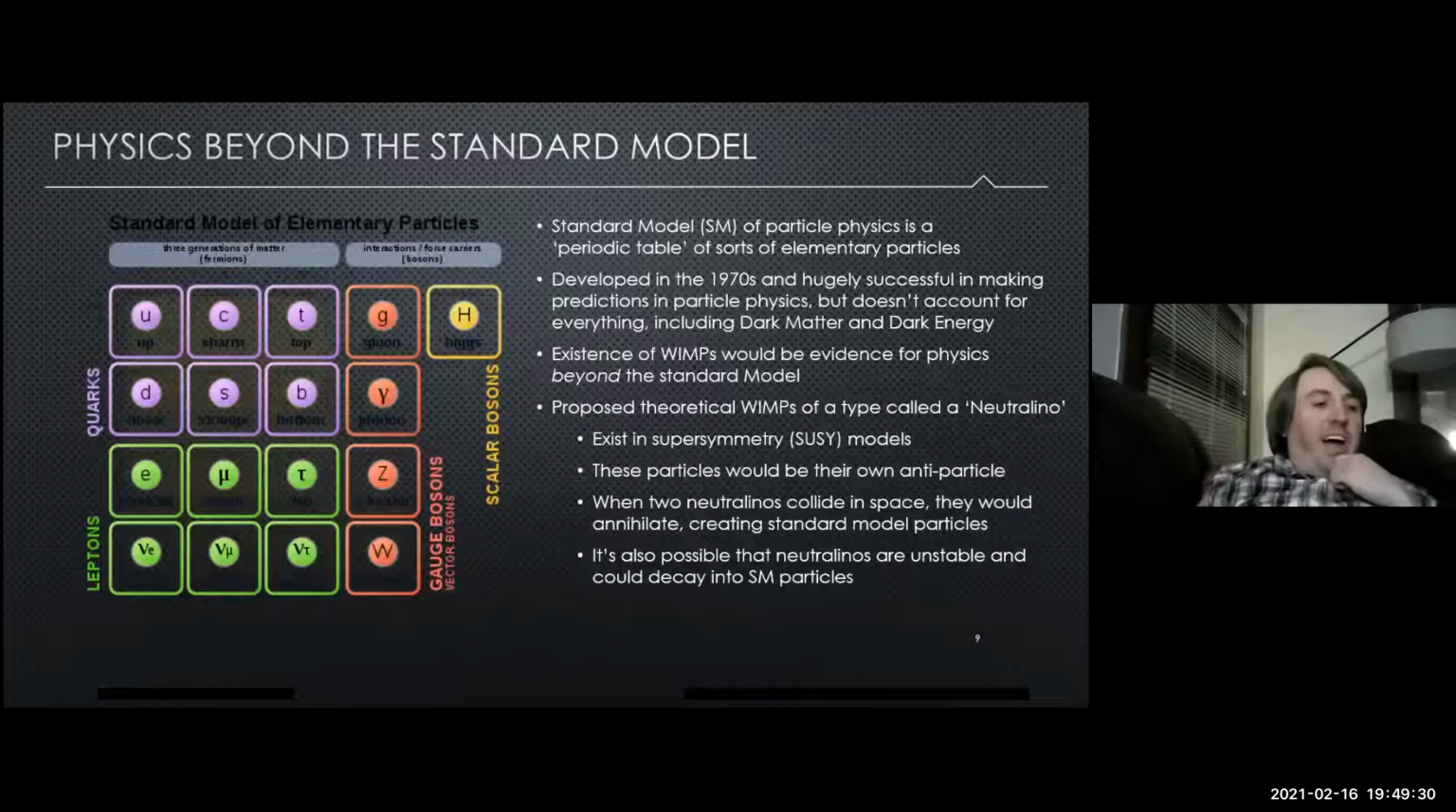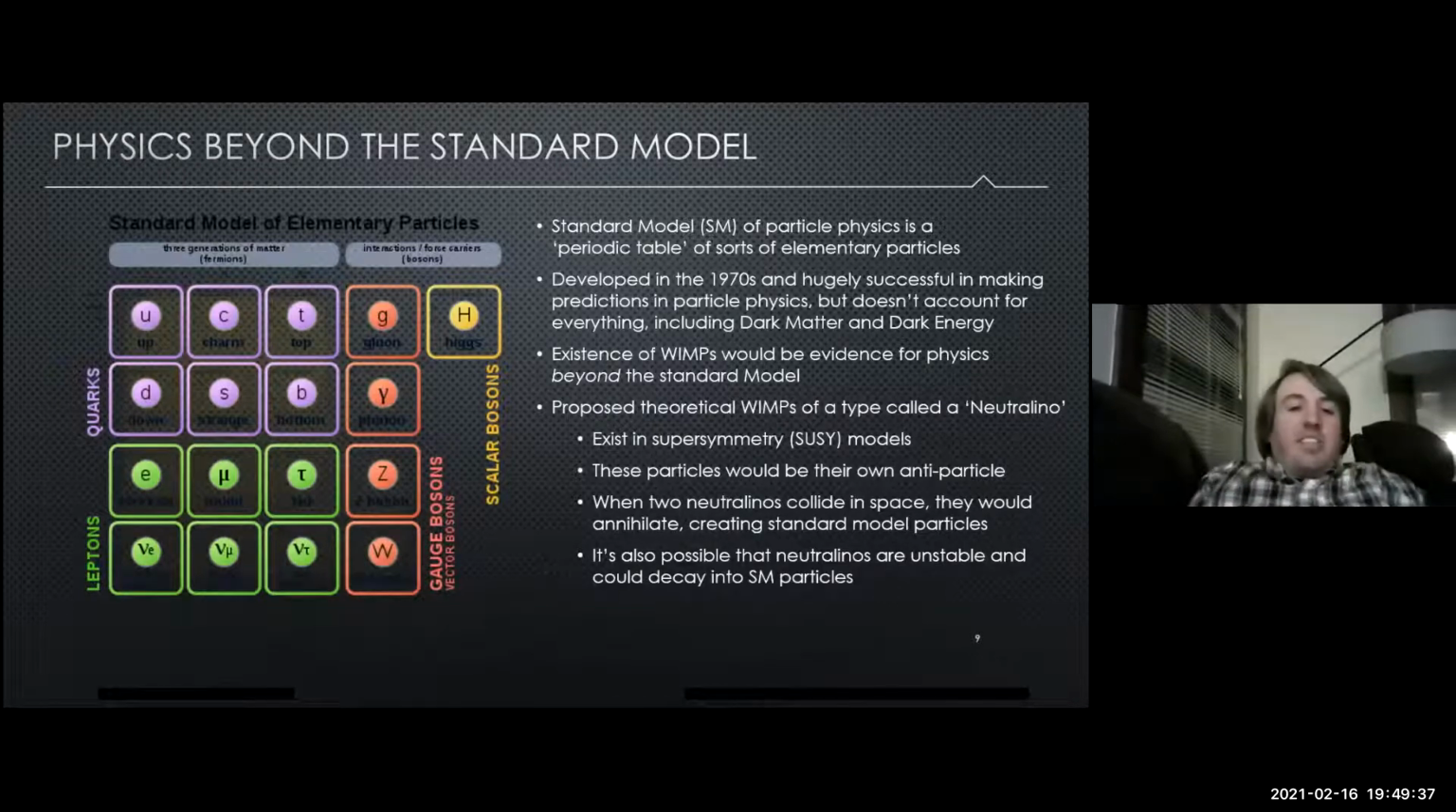So WIMPs involve physics beyond the standard model of physics. So what's the standard model of physics? The standard model is essentially this chart here. You could think of it as, if you remember from chemistry courses, the periodic table. So this is essentially a more fundamental version of the periodic table, a periodic table for the different types of particles out there. And this was developed back in the 1970s, and it's been hugely successful in predicting particles that we hadn't found at that point, and then later discovered. The latest being the Higgs boson back in 2012. But if a WIMP should be discovered, that would be evidence for physics beyond the standard model. So that's a big deal.